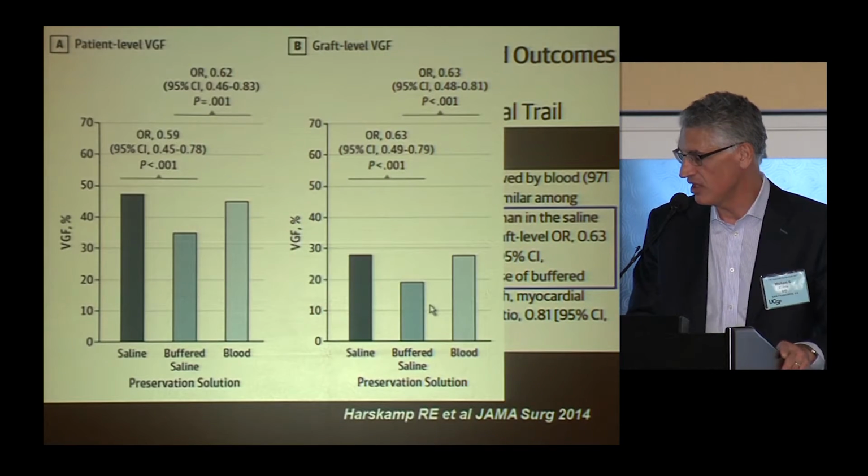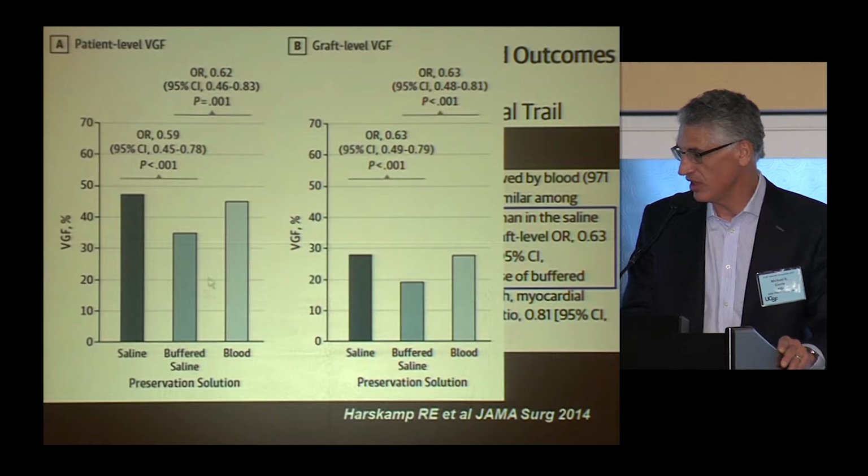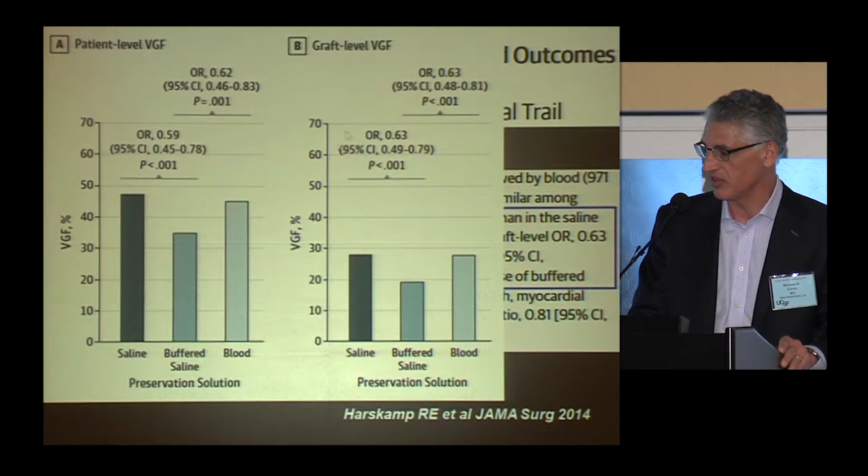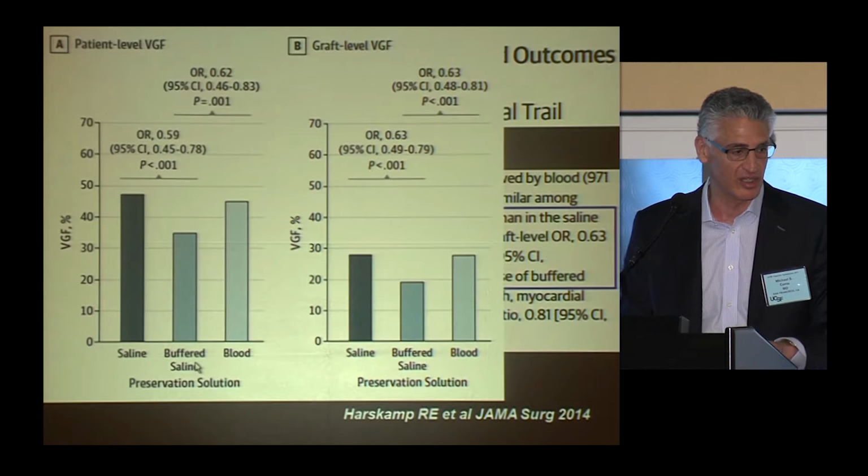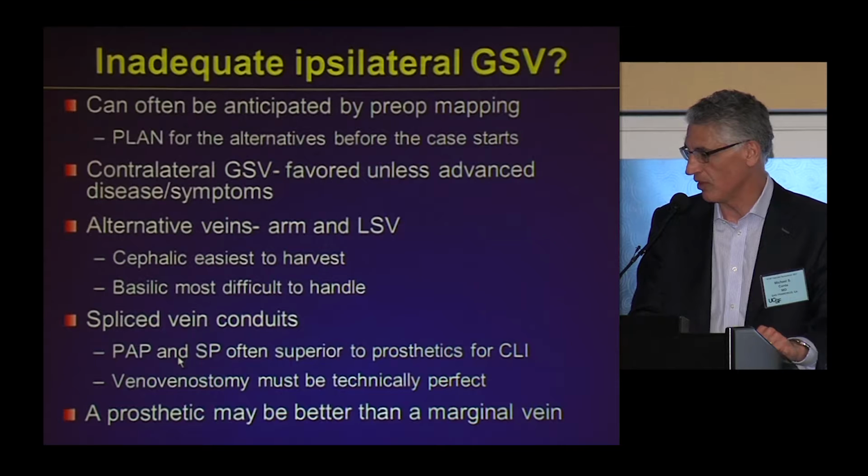You can see right here, in terms of the preservation solution, whether it was patient level or graft level incidence of graft failure, the buffered saline group had the lowest incidence of graft failure. This has been borne out in other studies as well.